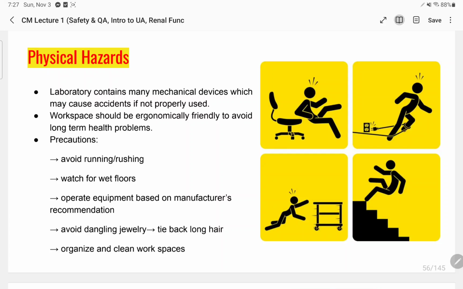And when you operate equipment, make sure you operate it based on the manufacturer's recommendation. You cannot just guess. Always consult the manufacturer's recommendation, which is in the manual. And avoid dangling jewelry.